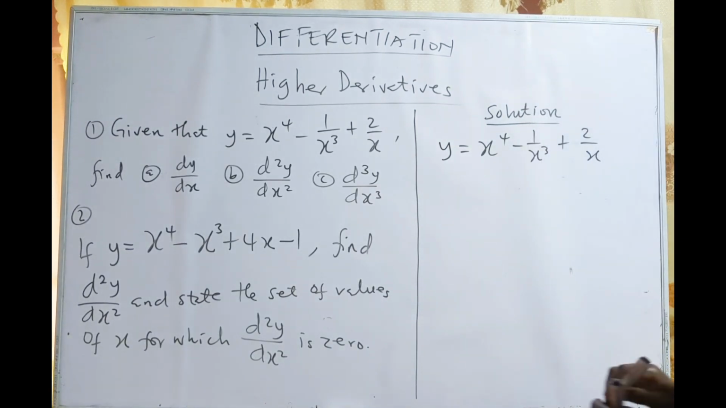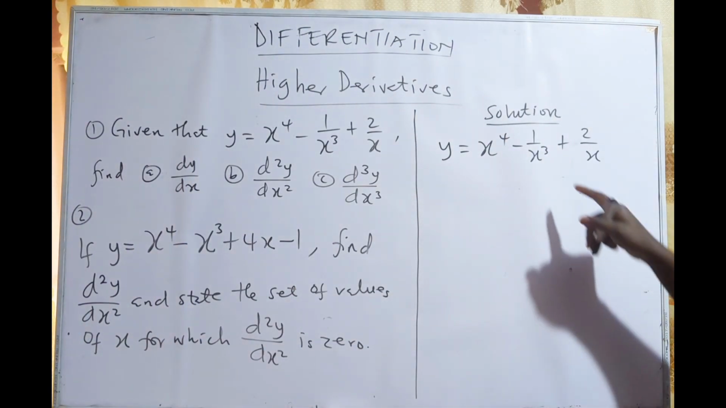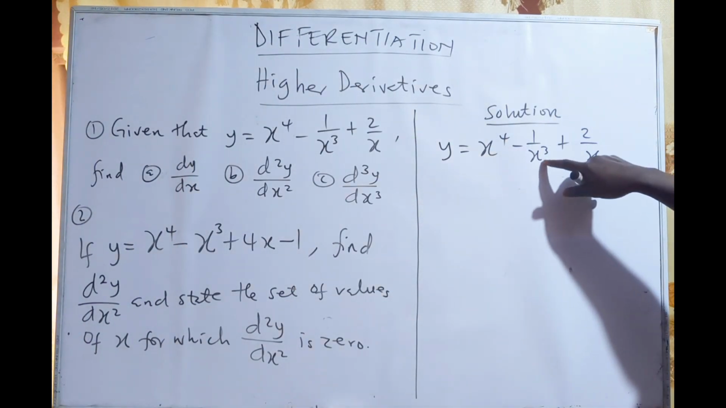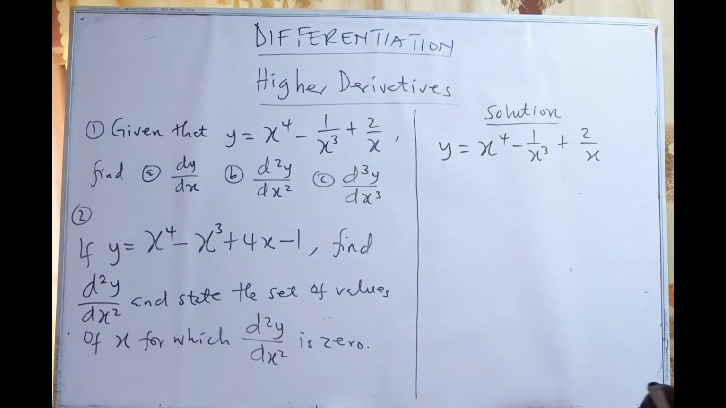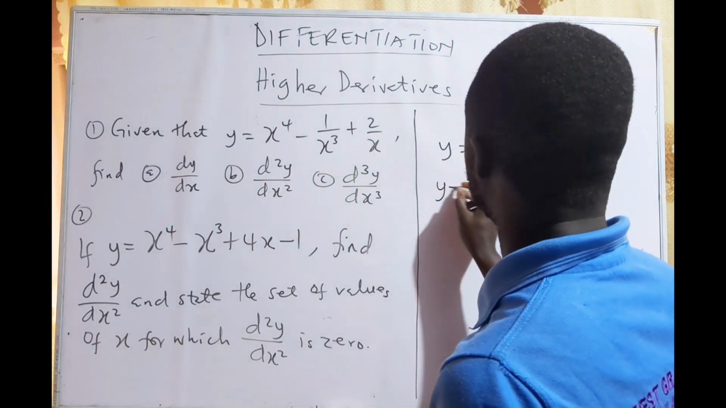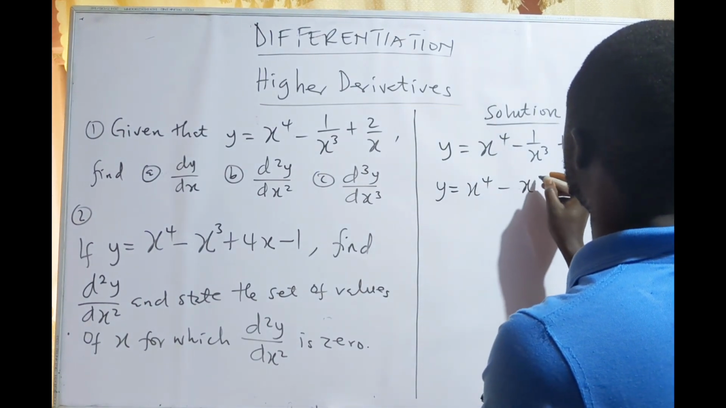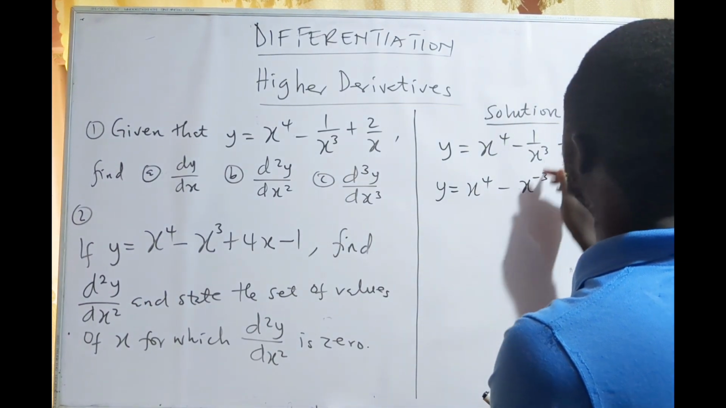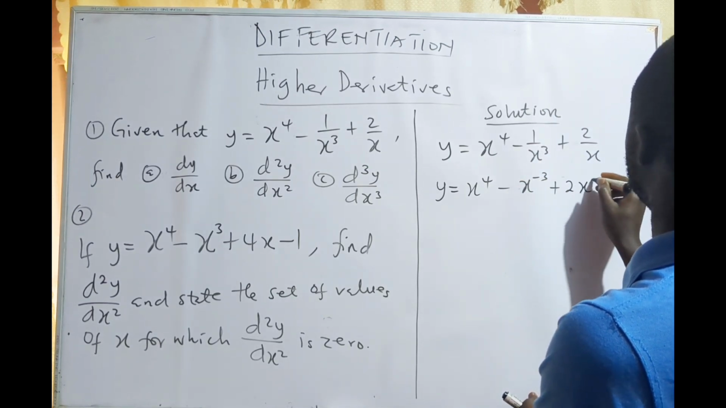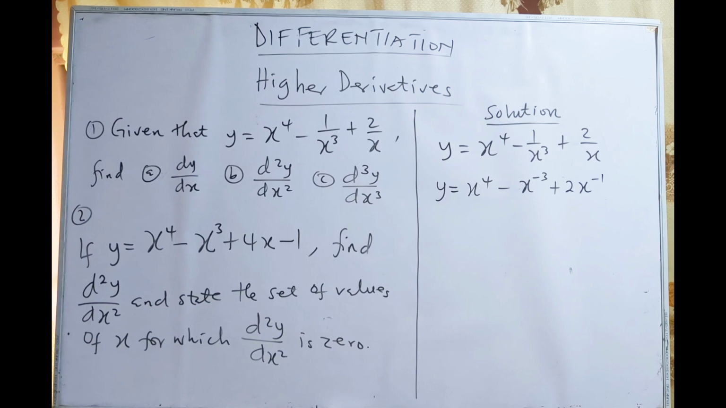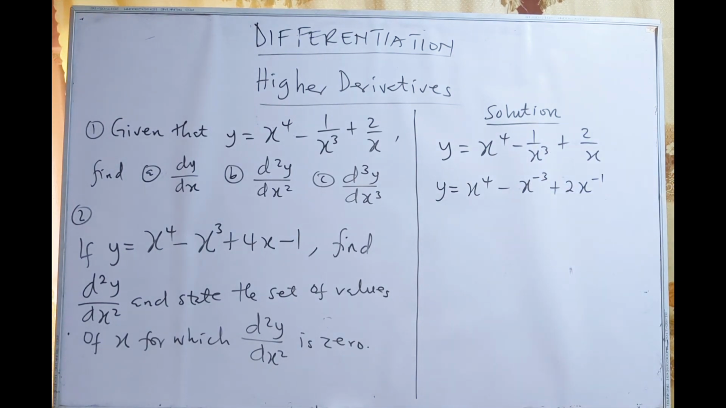All right, so for a, we are going to find dy over dx, but before that, to be easy for us, let's bring the x to become a numerator. All right, so y will be equal to x exponent 4 minus x exponent negative 3, so here is 1, okay, plus 2x exponent negative 1. Okay, so we have to take note that when this one comes up, it becomes negative.